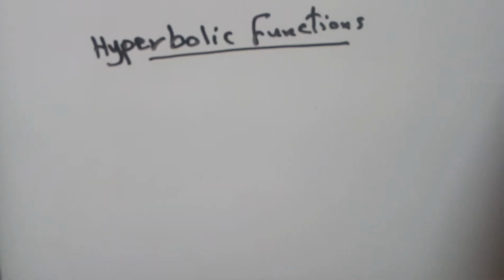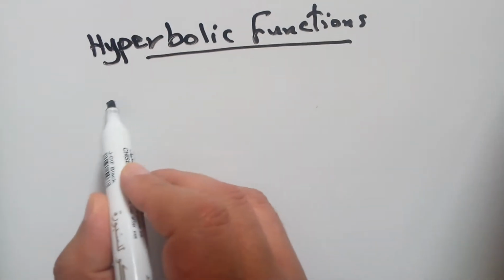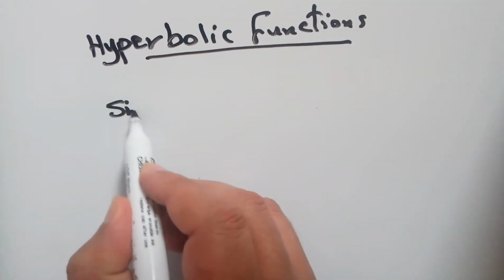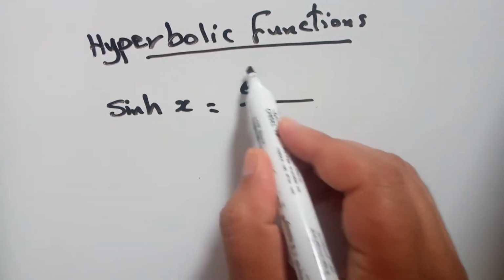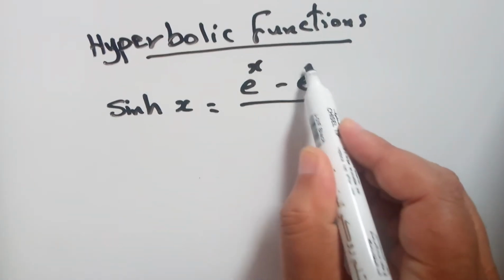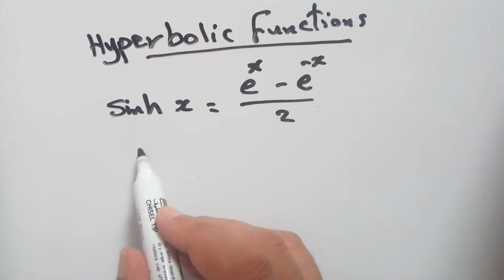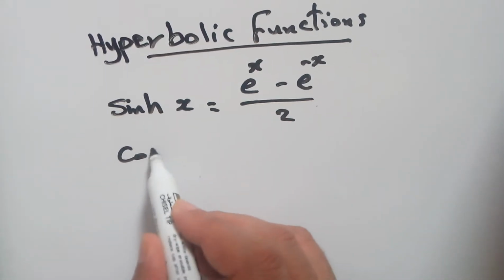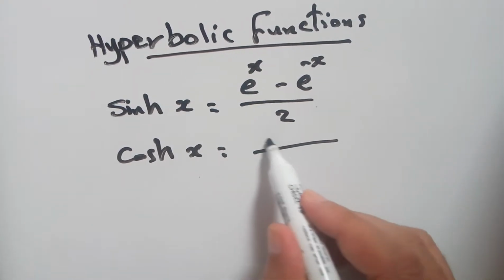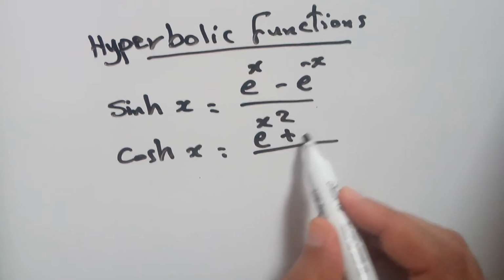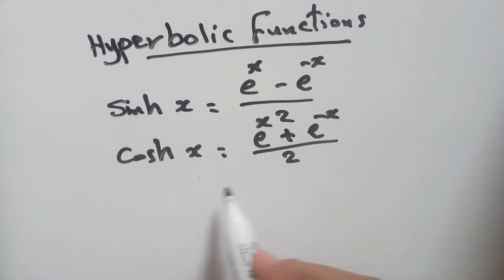Hello everyone. Now I'd like to talk about hyperbolic functions. We have a definition for the hyperbolic functions. The hyperbolic sine x is equal to e to the power x minus e to the power negative x divided by 2. And the hyperbolic cosine x is equal to e to the power x plus e to the power negative x divided by 2.